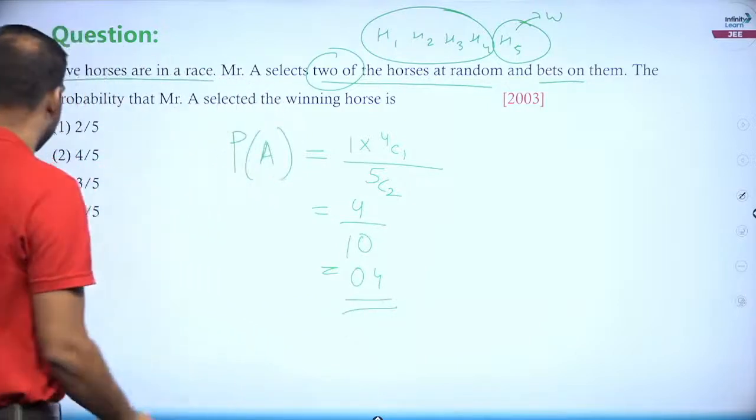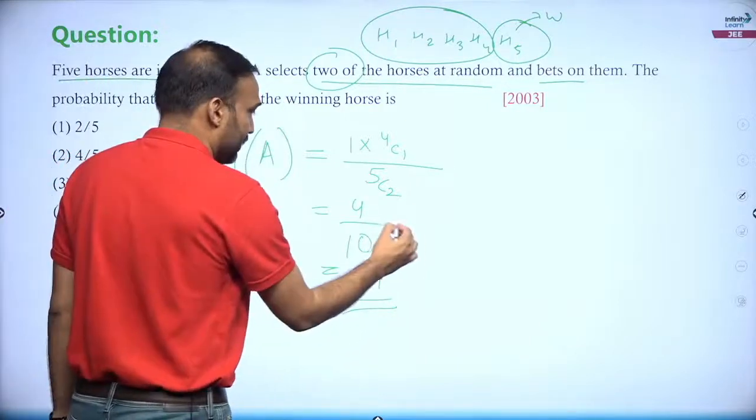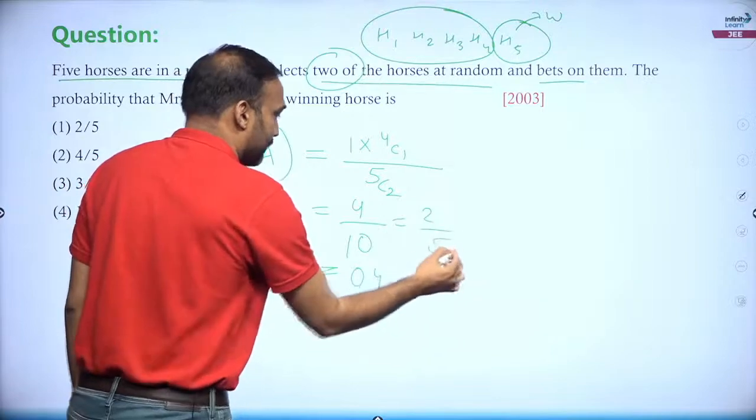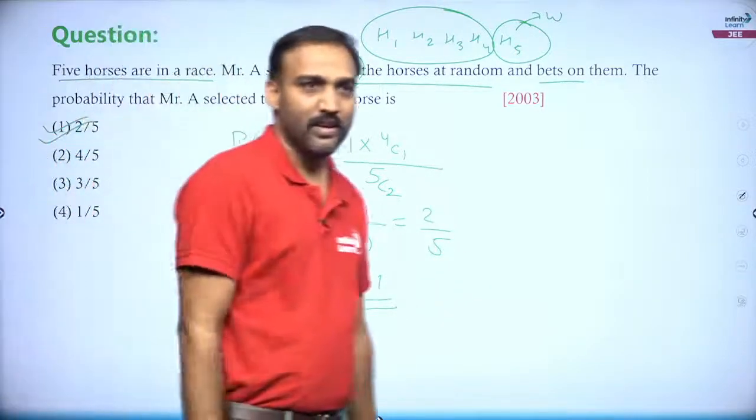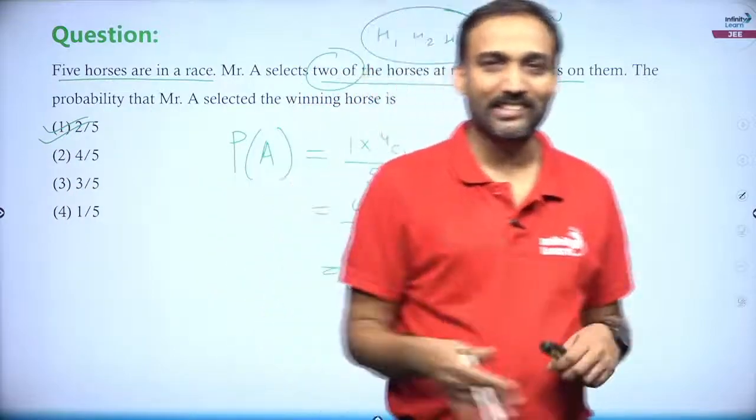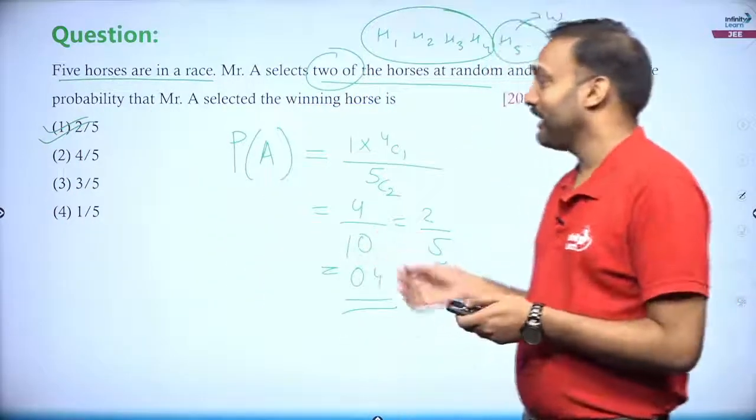Do I see an answer over here? Okay, so I have a fraction. So 4 by 10 is 2 by 5, right? So 2 by 5. Option number 1 is the correct answer. Right guys, as I said, it was an easy peasy filler, so it should not take that much time.